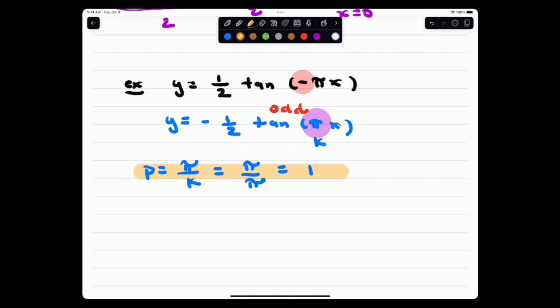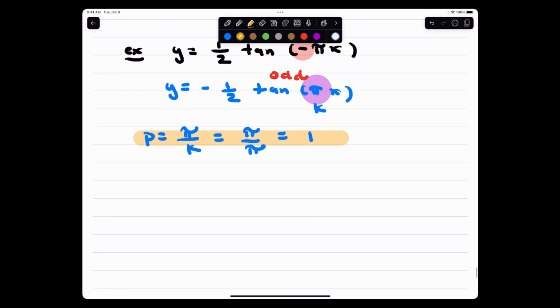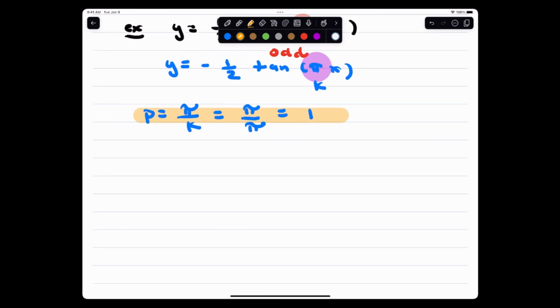Easy peasy lemon squeezy. You identified the k value, so pi divided by pi is 1. Now, ladies and gentlemen, what's your interval of one cycle? What's the definition? This is the tangent curve. So for your tangent curve, it's negative pi over 2k, positive pi over 2k.